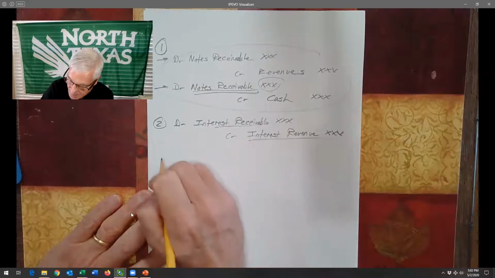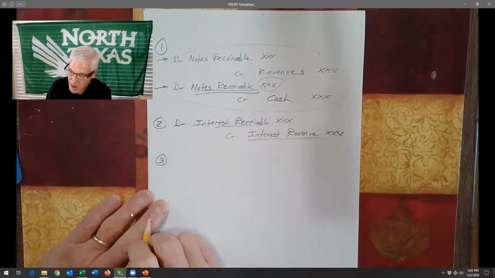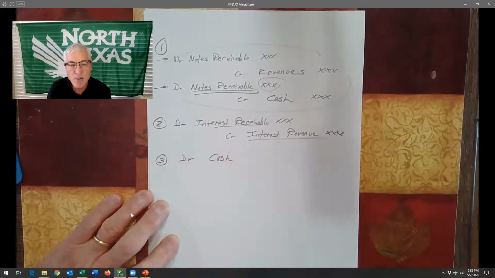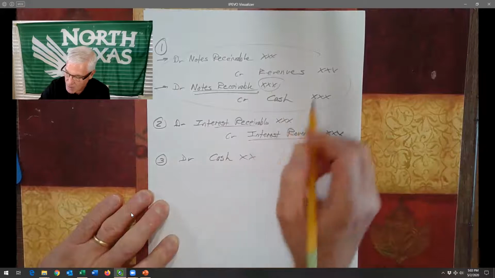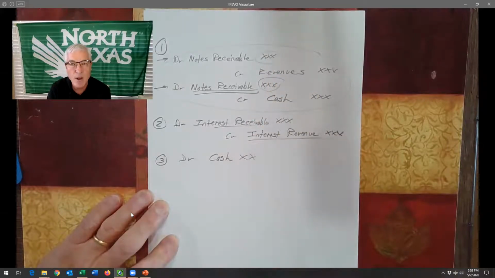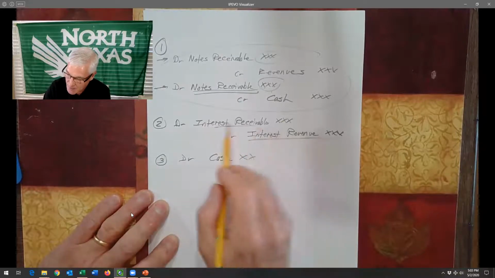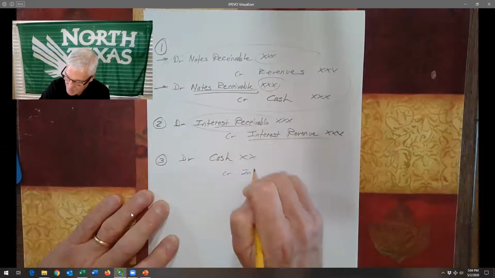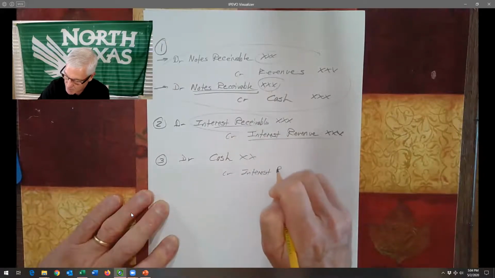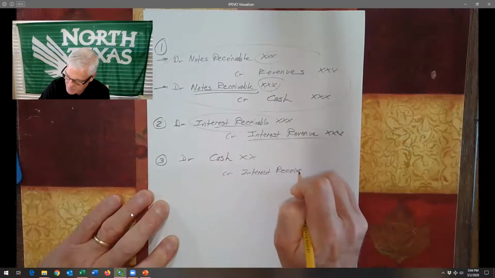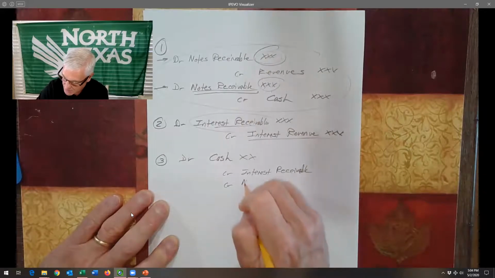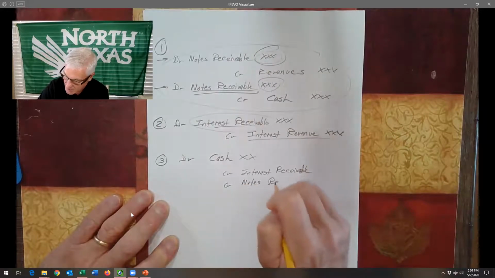And then finally, at the very last day of the note, we're going to receive cash. How much cash are we going to receive? We're going to receive the original amount that we loaned plus all the interest. And so this interest receivable has now been paid, so we're going to credit the interest receivable because that's going to be paid. And now this note receivable is going to be paid back, so it's not outstanding anymore.